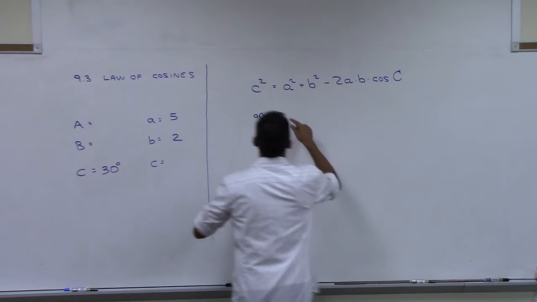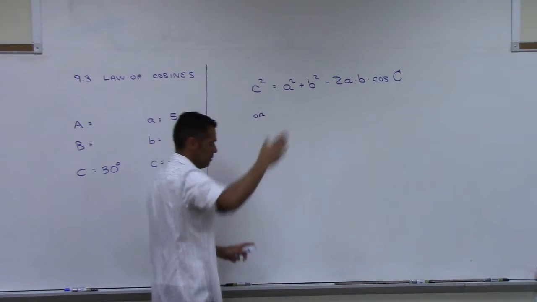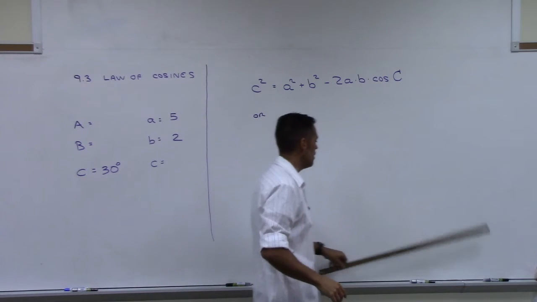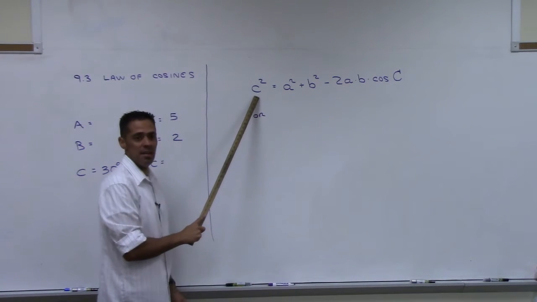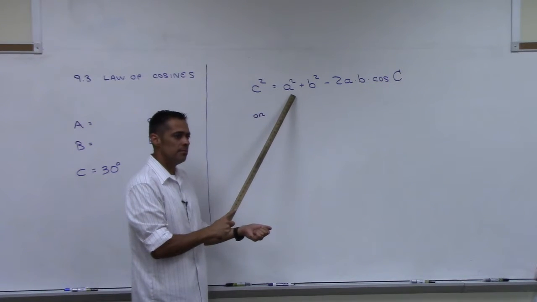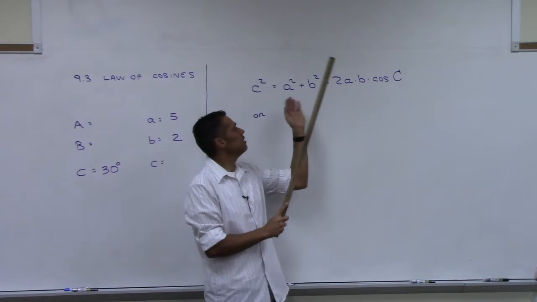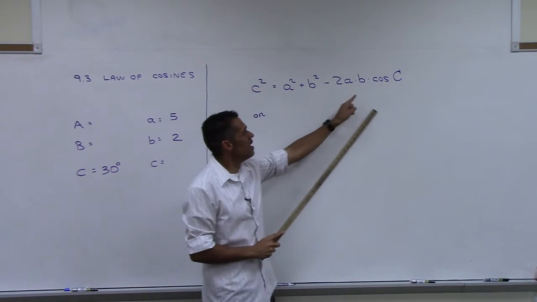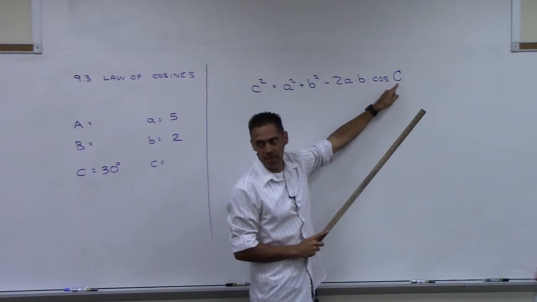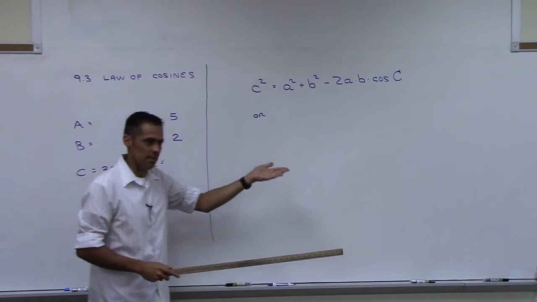So look at it this way. If you wanted to solve for little c, here's a formula for it. Let's analyze this formula. If I wanted little c, what do I need to find little c? I need little a and little b, those two, and then I need capital C. This formula would then produce little c.